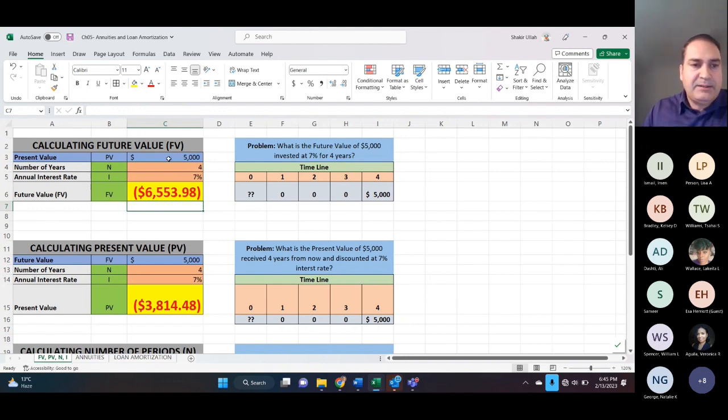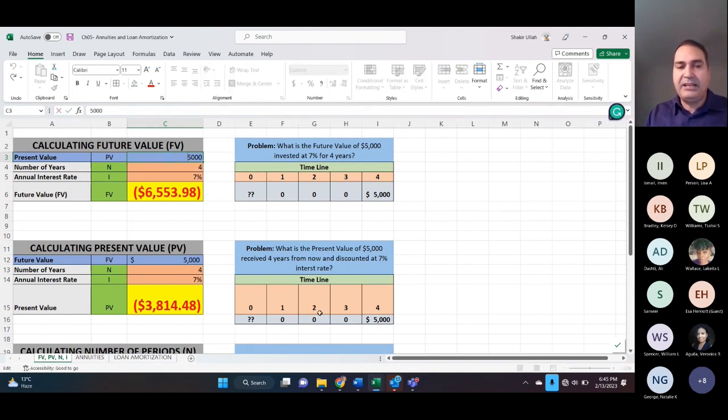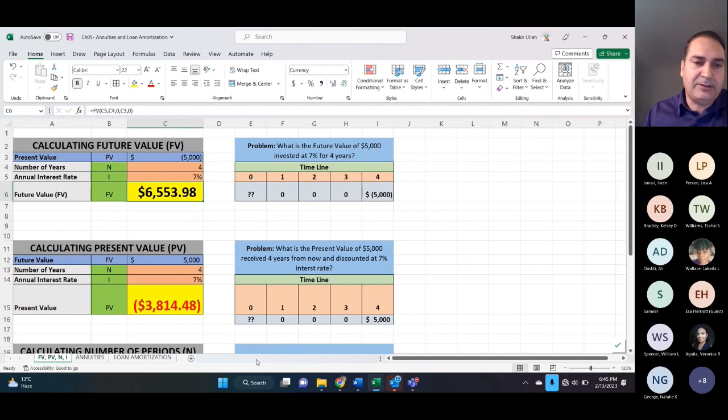And the reason is that this initial present value is a positive value, which means you received the 5,000 at the beginning. That's why it's a positive number. And if you received it, that means you borrowed it and you will have to repay the future value. So the future value will come out to be negative. However, if you invest this 5,000 today, that means it will be a negative number, minus 5,000. And in that case, you will be receiving the $6,553.98 in the future. So that's the only difference we need to make.